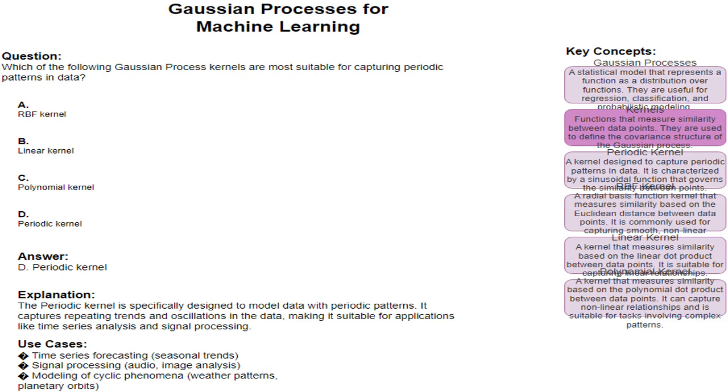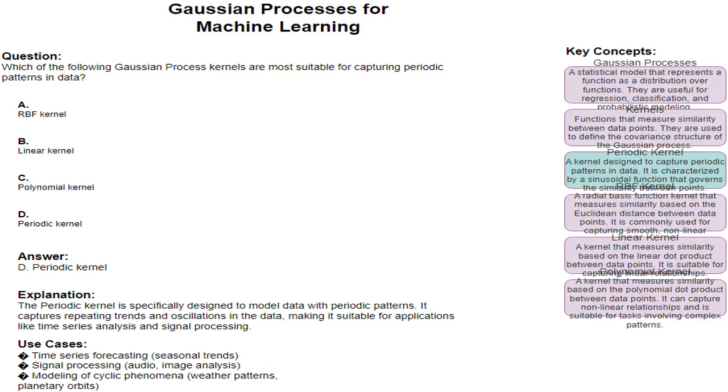Kernels are functions that measure similarity between data points. They are used to define the covariance structure of the Gaussian process. Consider you have data on the height and weight of people. A kernel function could be used to measure the similarity between two individuals based on these features. A kernel that considers only the height would be different from one that considers both height and weight.